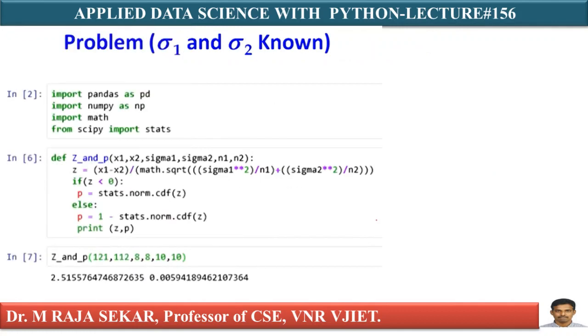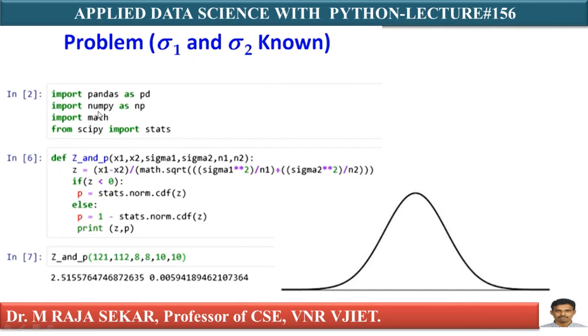Even if you want, you can calculate. Just see this one. Import pandas as pd, import numpy as np, import math. We discussed these libraries many times. How can I define a function? It must start with the def keyword: z_and_p, x1, x2. What is my formula? x1 bar minus x2 bar divided by the square root of sigma 1 square by n1 plus sigma 2 square by n2.